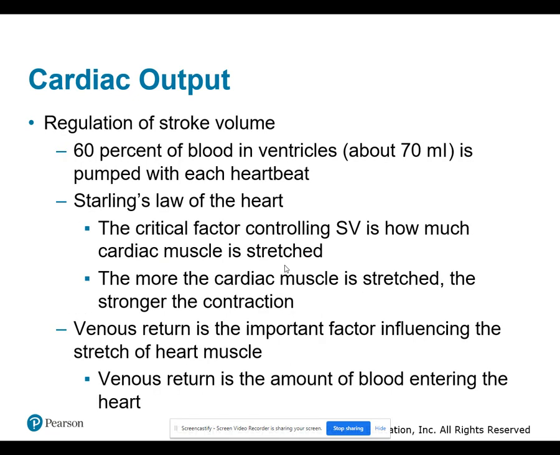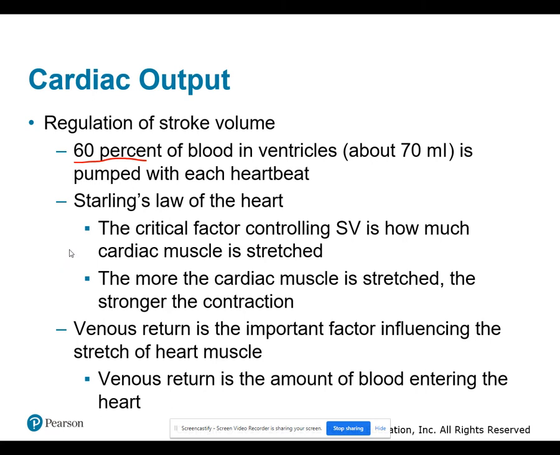Okay. So now that we've talked about factors that go into cardiac output, how is cardiac output changed by these different factors? We're going to first learn about the regulation of stroke volume, or what happens when stroke volume changes. 60% of blood in the ventricles, and this is about, again, we said 70 milliliters, is pumped with each heartbeat. That's a weird number considering 60%, but that's actually a pretty good percentage of blood that we can pump out. And then there's something known as Starling's law of the heart.